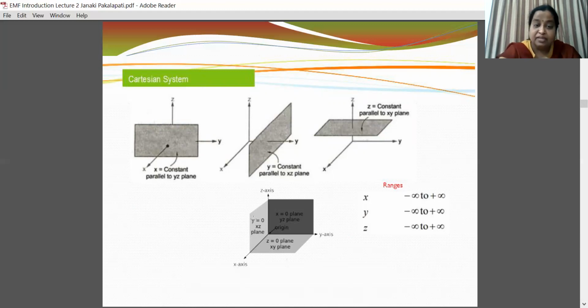So where you have the x equal to 0 plane, y equal to 0 plane, and z equal to 0 plane. The ranges of x in a Cartesian system, or the limits of x, can be from minus infinity to plus infinity, and y can be from minus infinity to plus infinity, and z can be from minus infinity to plus infinity. So this is a brief introduction on what a Cartesian coordinate system represents.